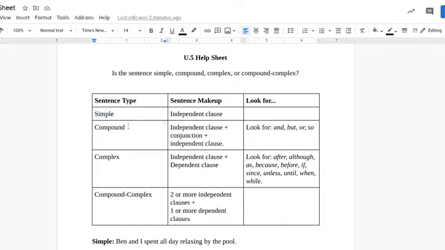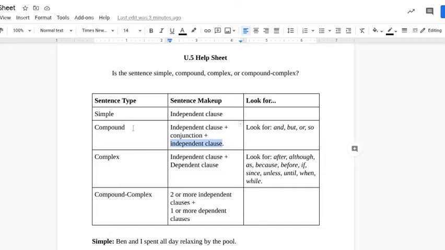Now, for a compound sentence, you've got a little bit more of an equation. So look for one independent clause, it can stand alone. And then look for a conjunction, which is these guys right here: and, but, or, and so. Then you add in an independent clause, another one. So you should have two independent clauses and a conjunction. That's how you're going to find a compound sentence.